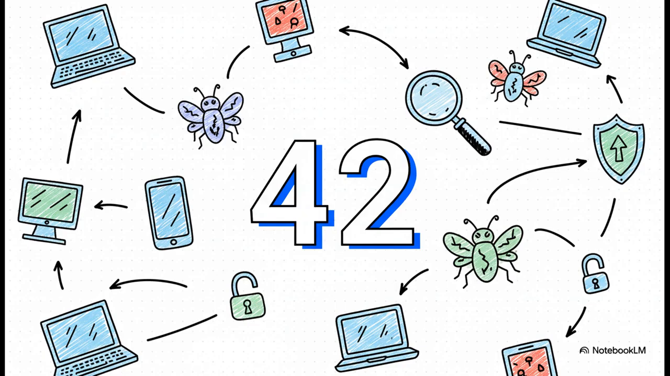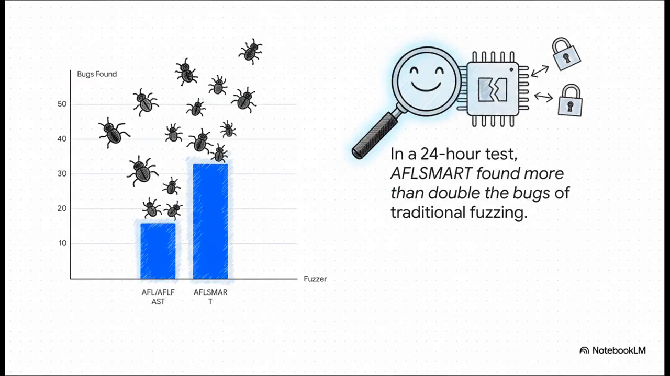That's a huge number. And the leap in performance is just wow. They did a head-to-head 24-hour test. The traditional fuzzer, AFL, found 16 bugs. Now that's a pretty good result on its own. But AFLSmart, using its intelligent, structure-aware approach, found 33. It was more than twice as effective in the exact same amount of time.